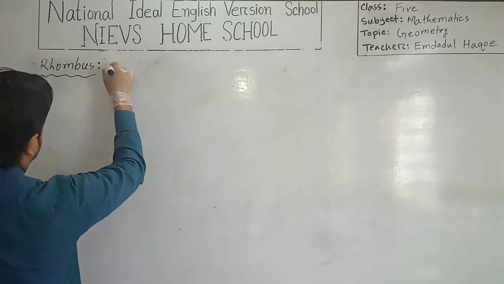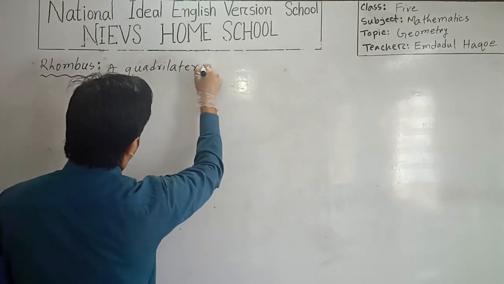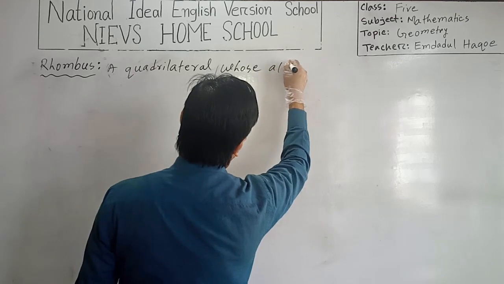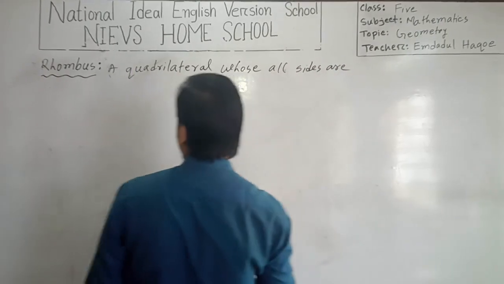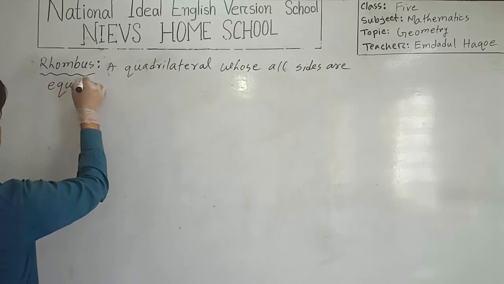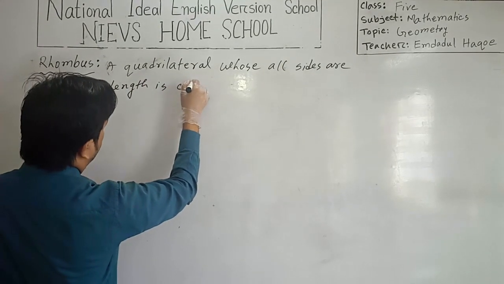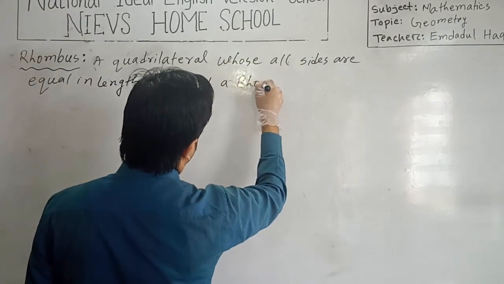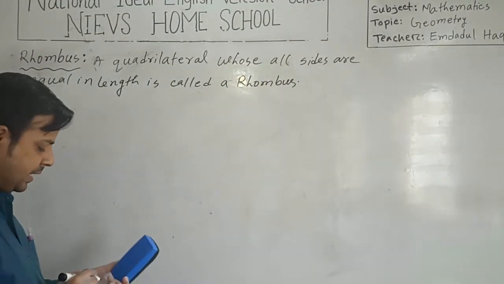A quadrilateral whose all sides are equal in length is called a rhombus. Now let us draw the figure.